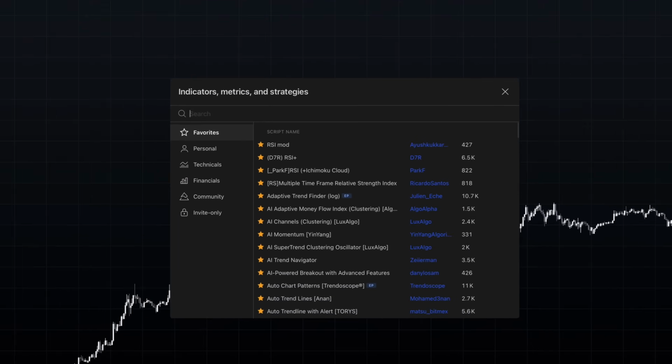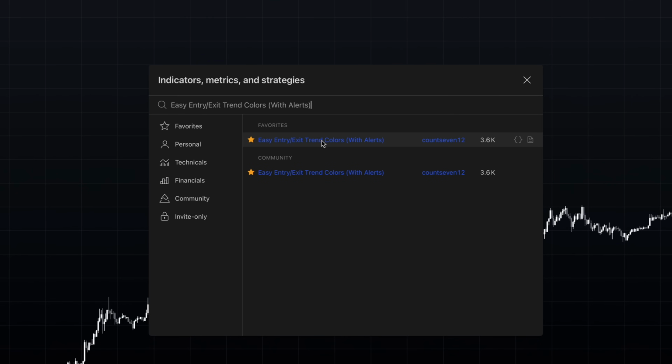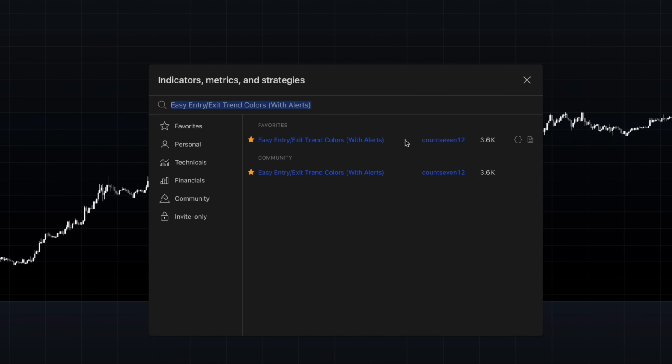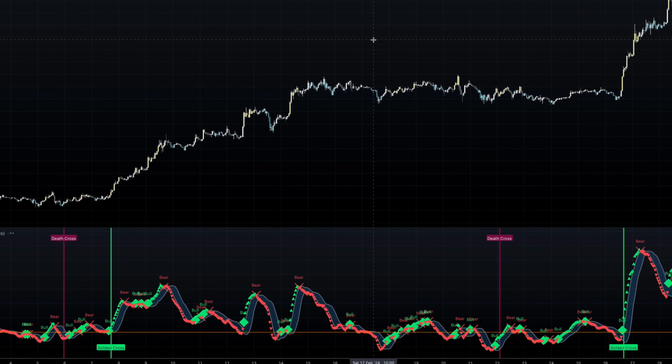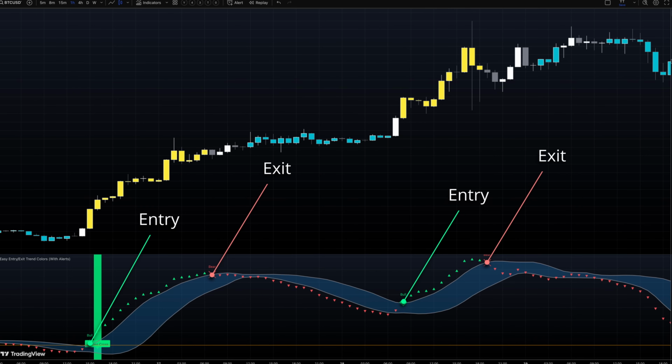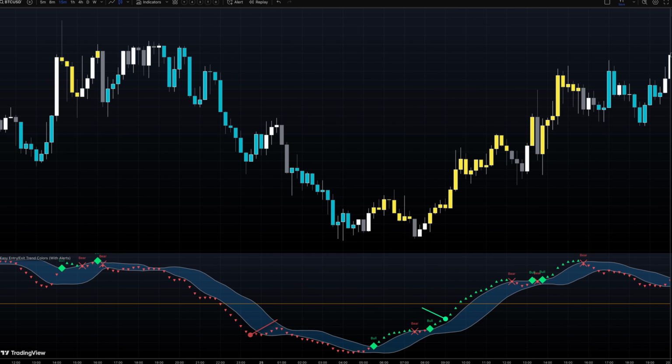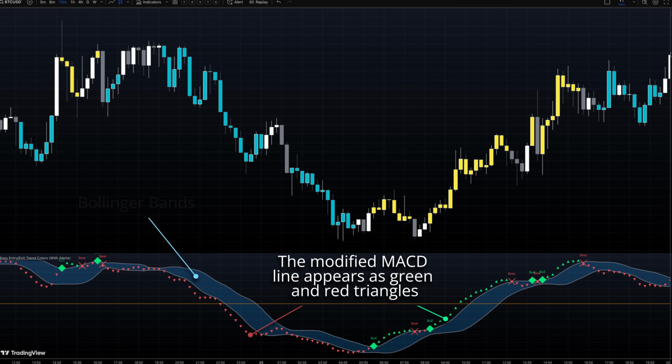The Easy Entry Exit Trend Colors indicator by Count712 combines MACD with Bollinger Bands to create a trend identification system with clear visual signals. This updated version of AlgoKids includes additional alerts for trade entries and exits. The indicator calculates a modified MACD line and surrounds it with Bollinger Bands to establish overbought and oversold conditions.